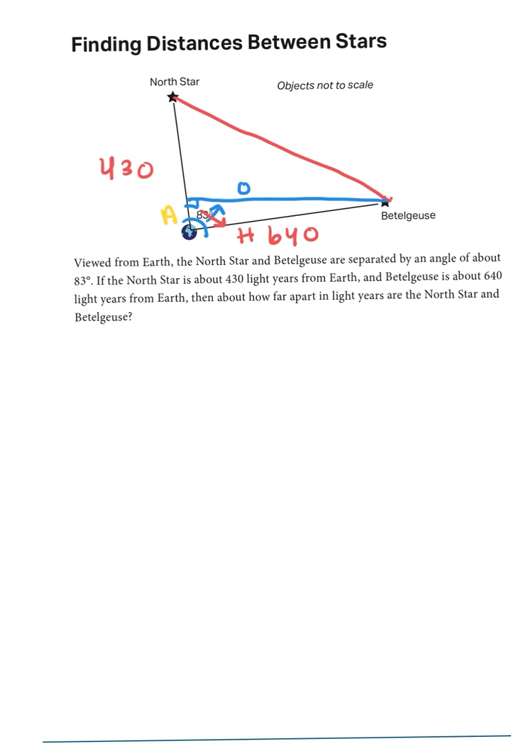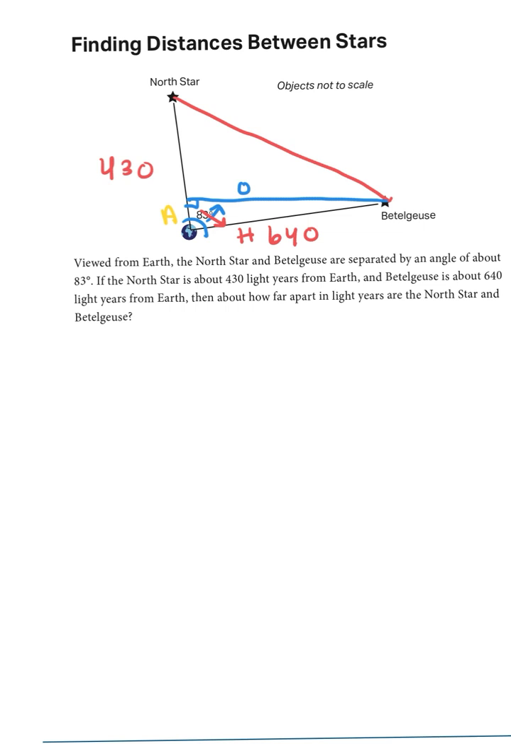I could do the Pythagorean theorem if I know that this whole thing right here is 430, right? Let me use my pointer instead. I know that this whole thing is 430, and I don't know what this is. So if I know the distance from here to here and from here to here, then I can use the Pythagorean theorem. So I need to know what A is. So we're going to solve for A.